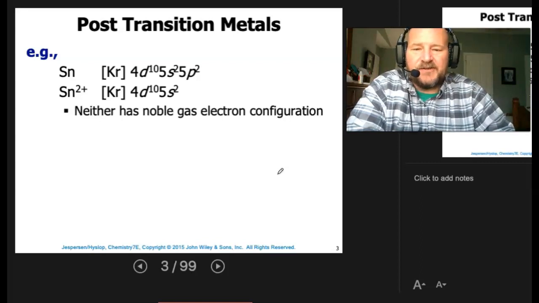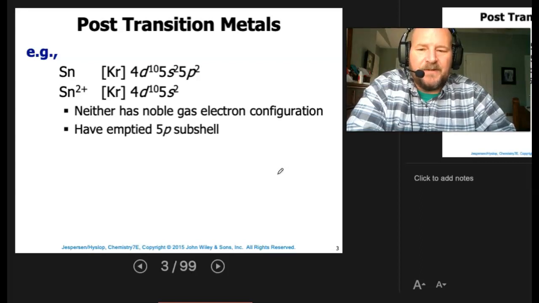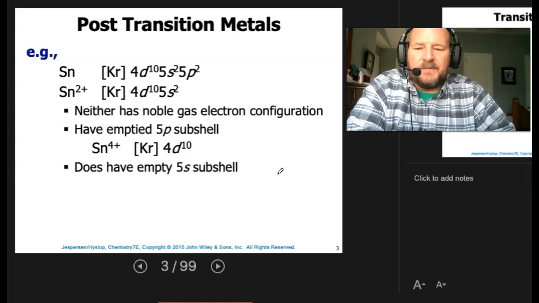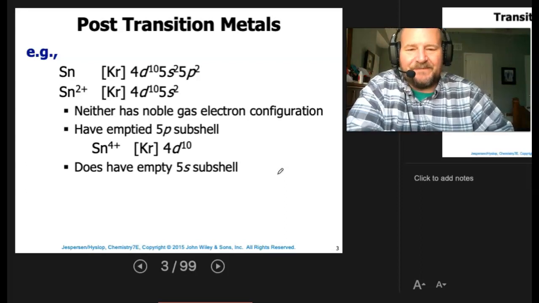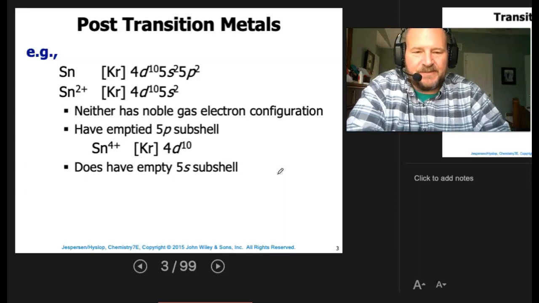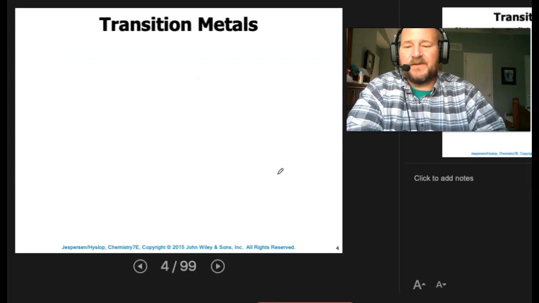Now, neither has noble gas electron configuration, all right? And then, of course, if I empty the 5s, then I make a +4, but now I have an empty 5s subshell. So even though it's not making a noble gas, it does complete the 4th energy level and leave the 5 energy level completely empty. So that is somewhat desirable.